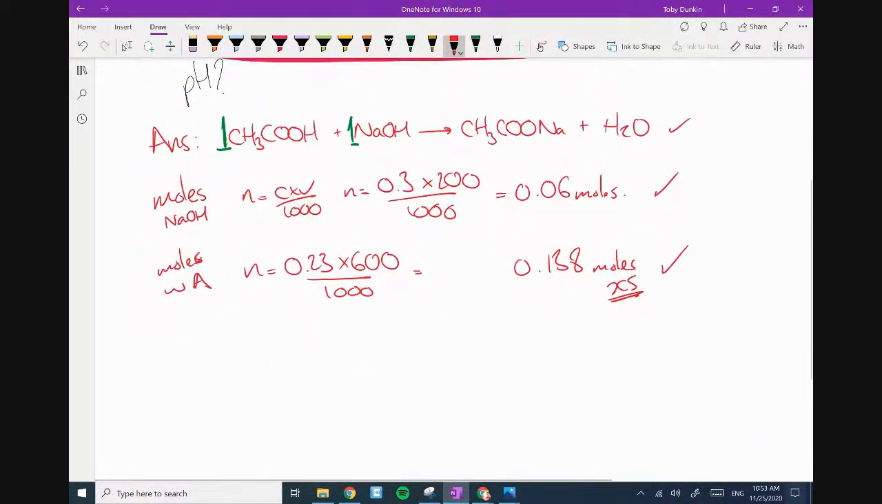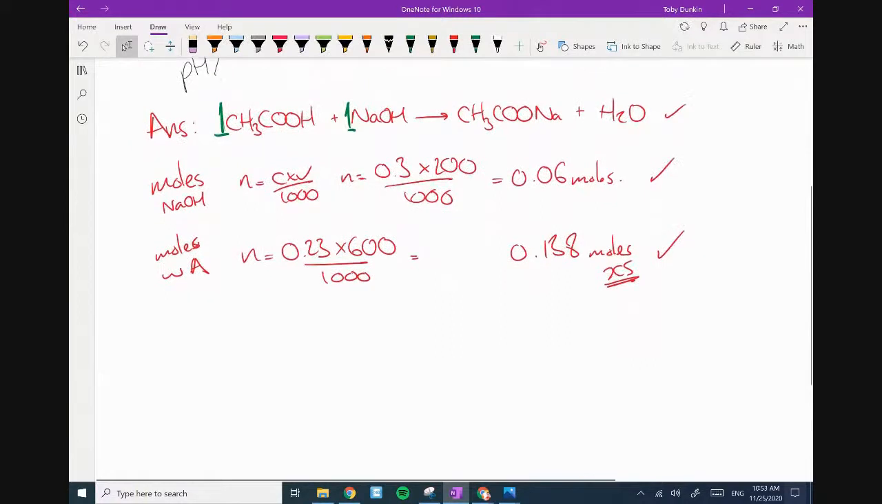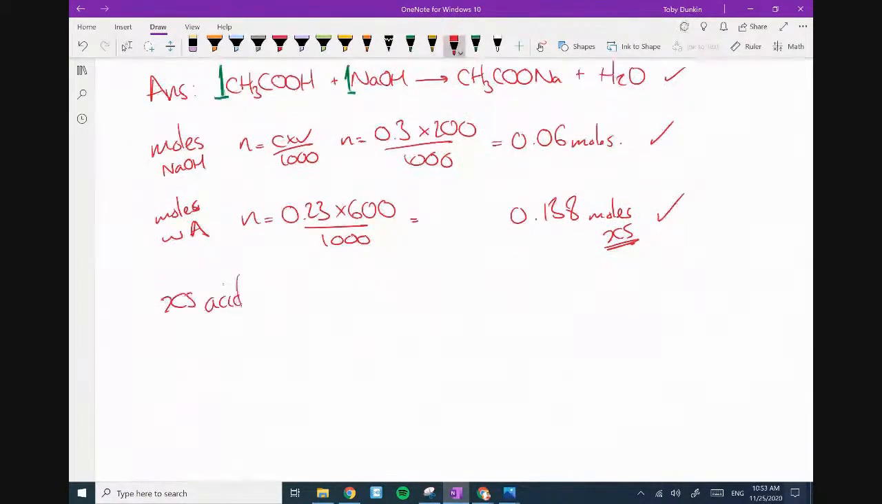Mark. Next. Right, now we need to run a neutralization. Excess acid. So I'm now going to do 0.138. The ratio is 1-to-1, so that makes things easier. Minus 0.06, it's already on my calculator, equals 0.078 moles of weak acid in excess.